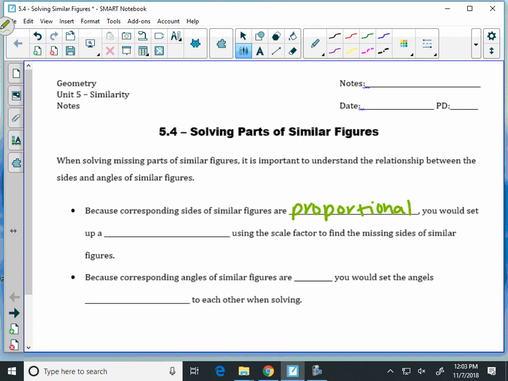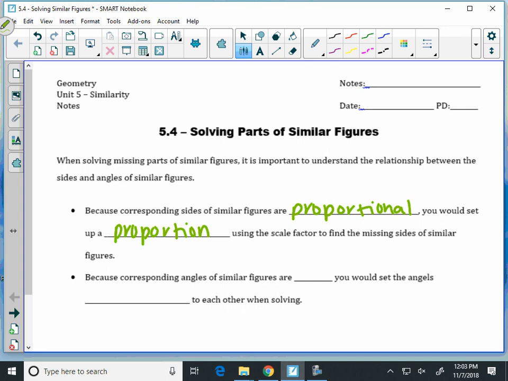So when you're trying to set up a problem to find the missing side of two similar figures, you would set up a proportion. So when you're trying to find a side and you're given similar figures, you set up a proportion to solve because their sides are proportional.